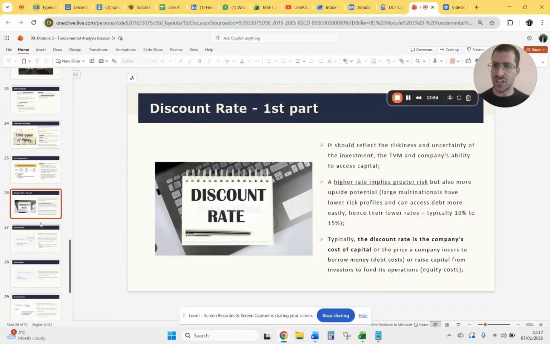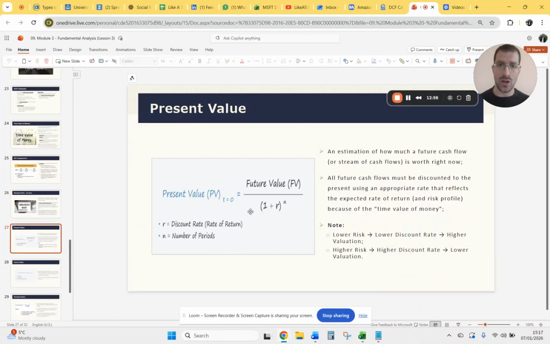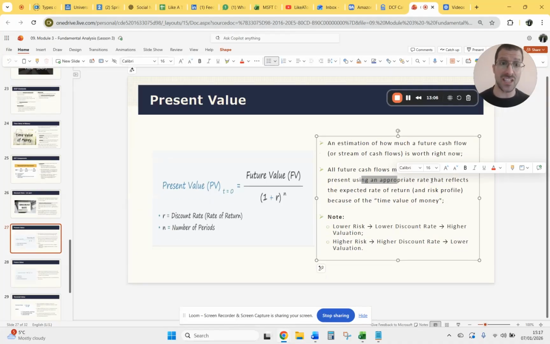Okay, that's discount rate. Then we have the present value. This is an estimation of how much a future cash flow or stream of cash flows is worth right now. So all future cash flows must be discounted to the present using an appropriate rate, as we already saw. That is the discount rate. That will reflect the expected rate of return and risk profile because of the time value of money. So lower risk, lower discount rate. This leads to a higher valuation. Higher risk will lead to a higher discount rate, which will lower the company's valuation.